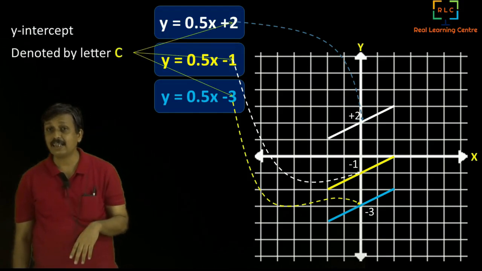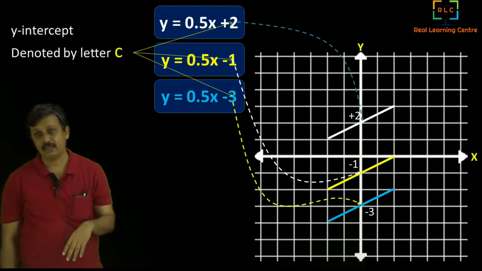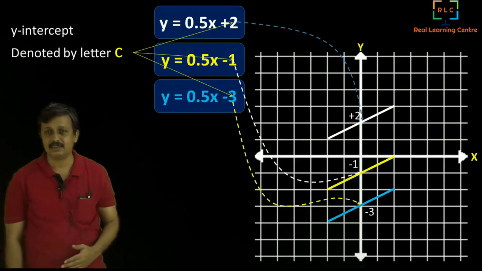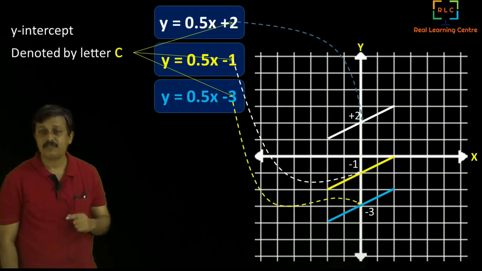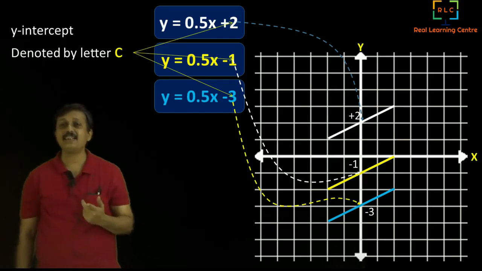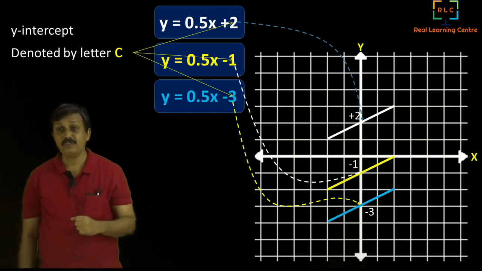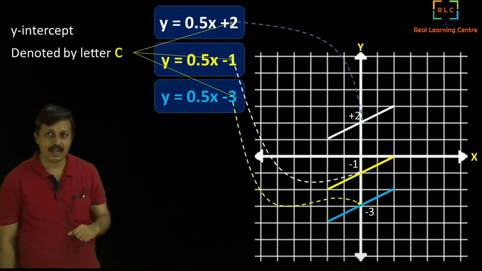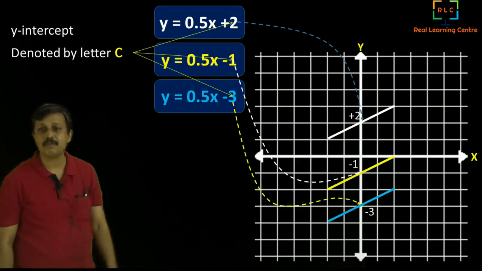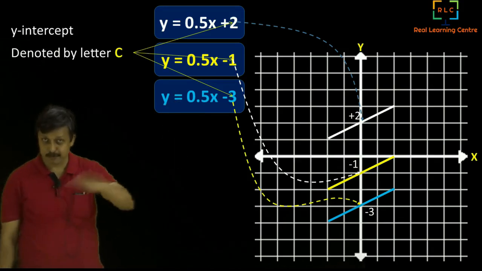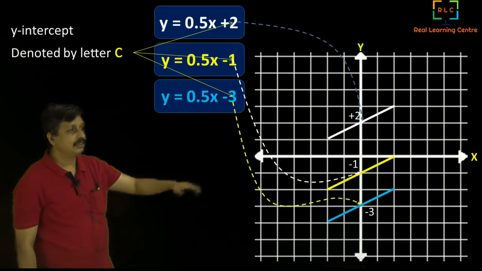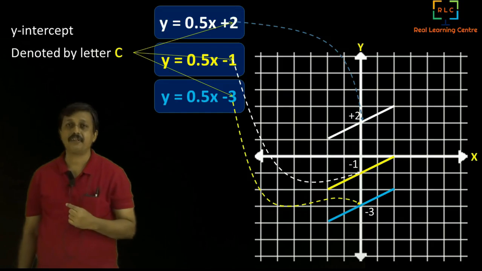So, we call this the y-intercept, because the line intercepts the y-axis at this point. And we generally denote it by the letter C. So, we have now understood that if everything else is the same and only the last number is changing, then those lines are going to be parallel, and they are going to cut the axis at the y-intercept point.